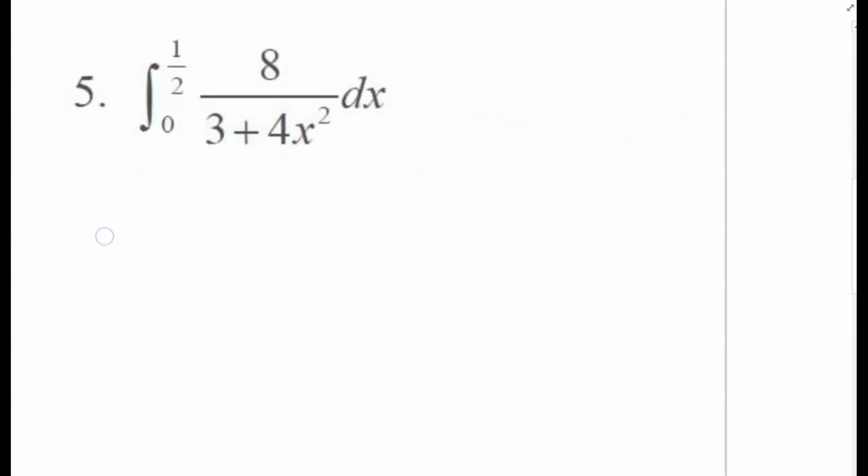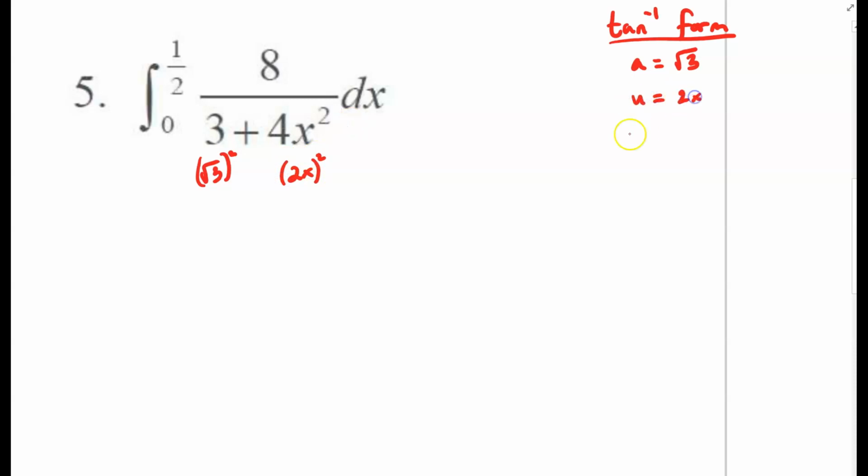All right, example number 5. Here we have a definite integral, and again, we are looking at a tan inverse form. So I have here square root of 3 squared. Okay, so that's your a value. And then again, I have 2x squared here. So u is equal to 2x where the reverse chain factor is 2.